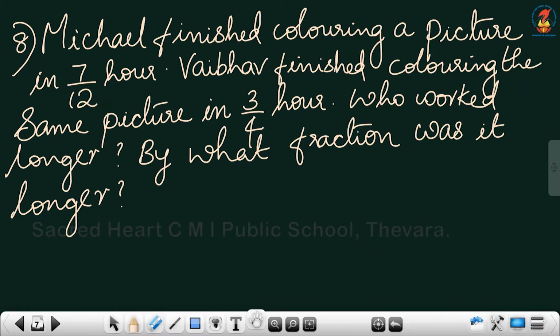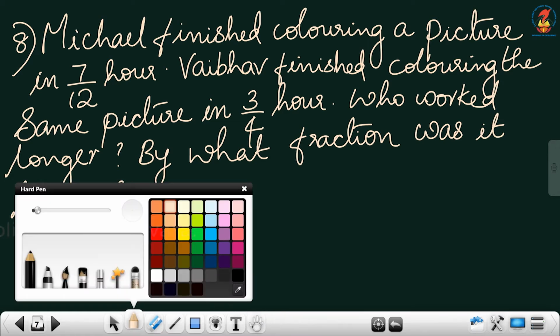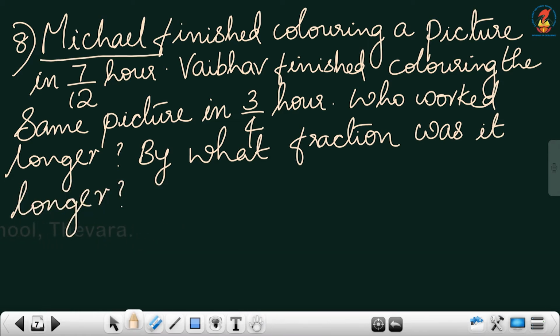What is the next question? Michael finished coloring a picture in 7 by 12 hours. What is the time taken by Michael? Time taken by Michael is 7 by 12 hours. Then Vaibhav finished coloring the same picture in 3 by 4 hours. Vaibhav takes only 3 by 4 hours for coloring the same picture.